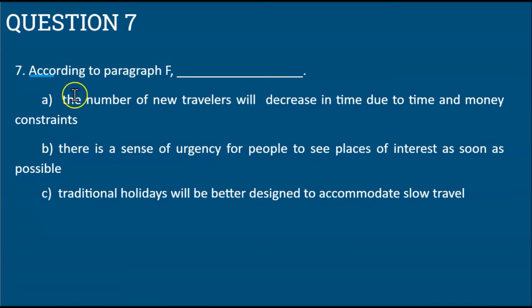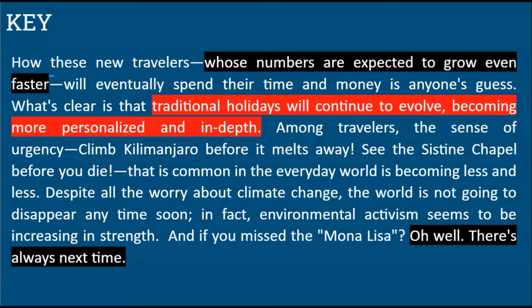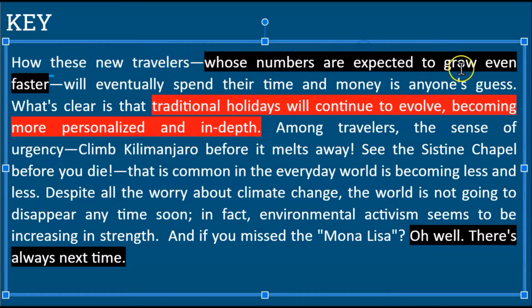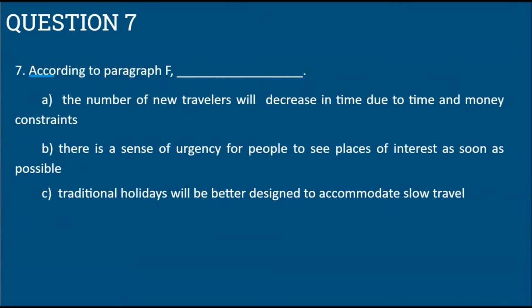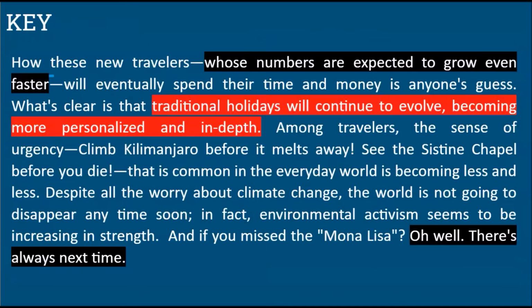Then the question is, why not A or B, right? As you can see here, in the first lines, we are given the information that the number of new travelers is expected to grow even faster, bigger, right? So revisiting our question, choice A told us that the number of new travelers would decrease. Well, decrease is almost the opposite of grow even faster, right? So choice A is therefore incorrect.